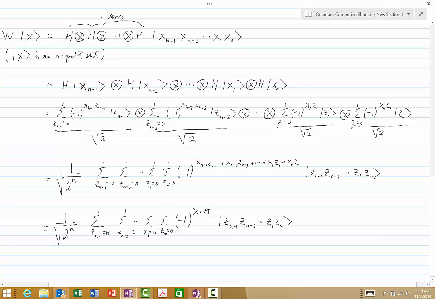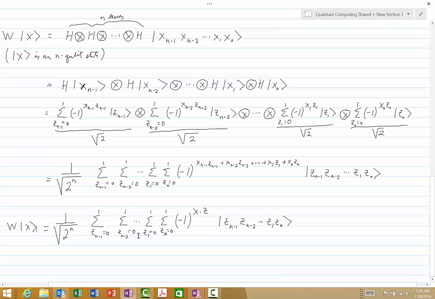So we now see that W acting on an arbitrary n-qubit state x is equal to 1 over the square root of 2 to the n times the summation. And notice, what is this summation here really? It is the summation over all possible n-qubit states. Or let me rephrase that. It's the summation over all of the elements in the standard basis for an n-qubit state.